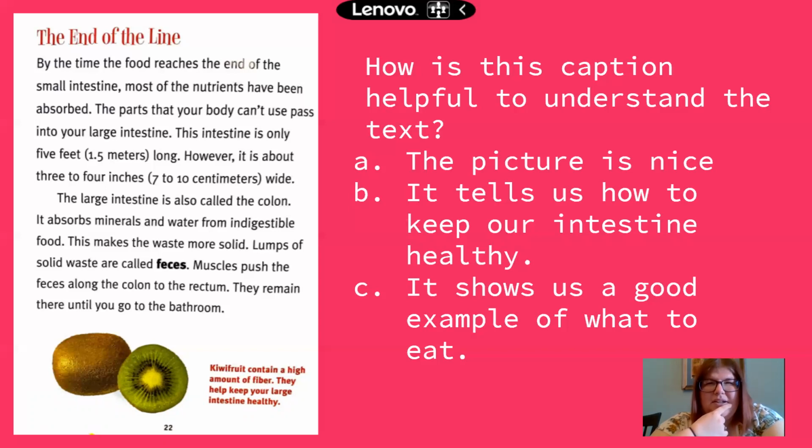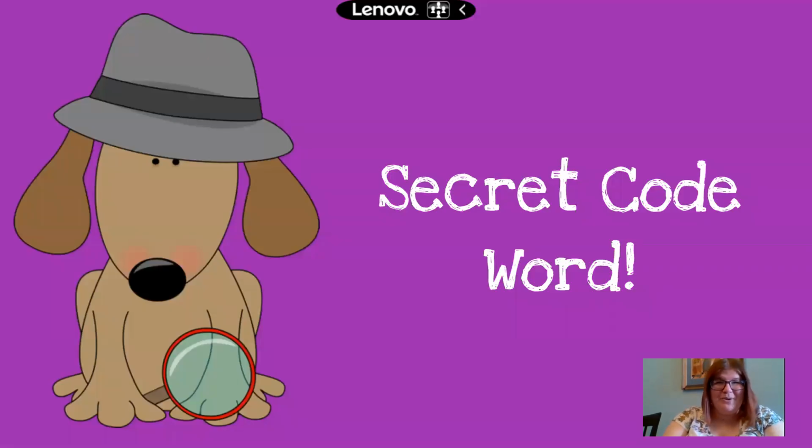Go ahead and tell me your answer. I wonder if I was able to trick you. It's not A, the picture is nice. It's B, it tells us how to keep our intestine healthy. And C, it shows us a good example of what to eat. So there were two things in that caption that told us the purpose that it serves to help us understand that text.